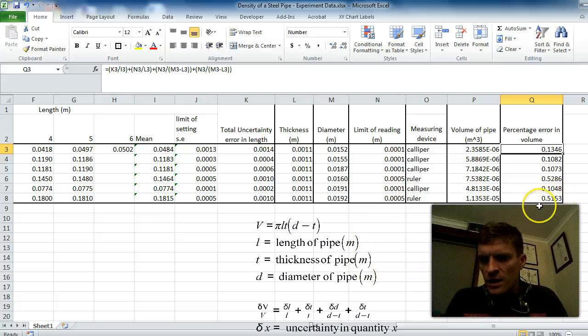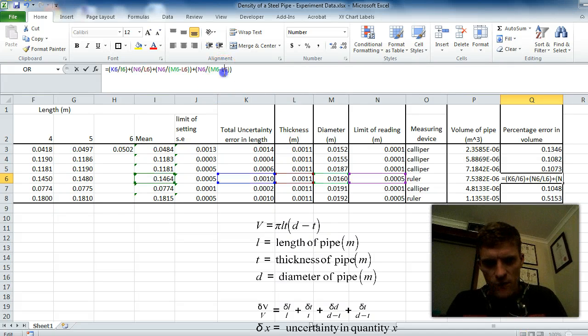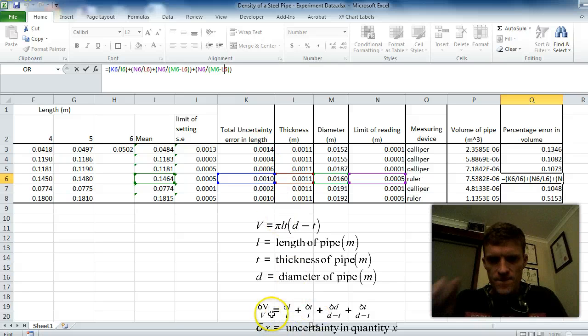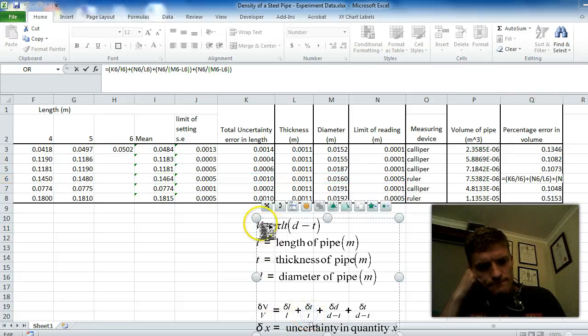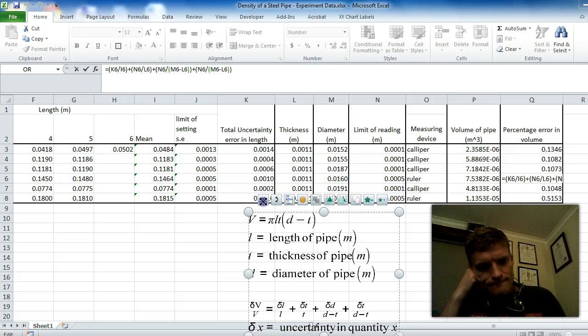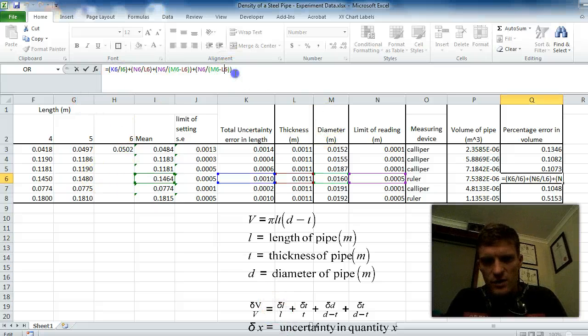Now, let's have a look at some of these values. It's about 13%, 10%, 10%, 52%. That seems a bit out of scale, so that rings alarm bells. Let's check that formula. So here it is, our uncertainty in volume. We've got ratio terms here. So this says the error in L on L. That's the first one. Let's check.